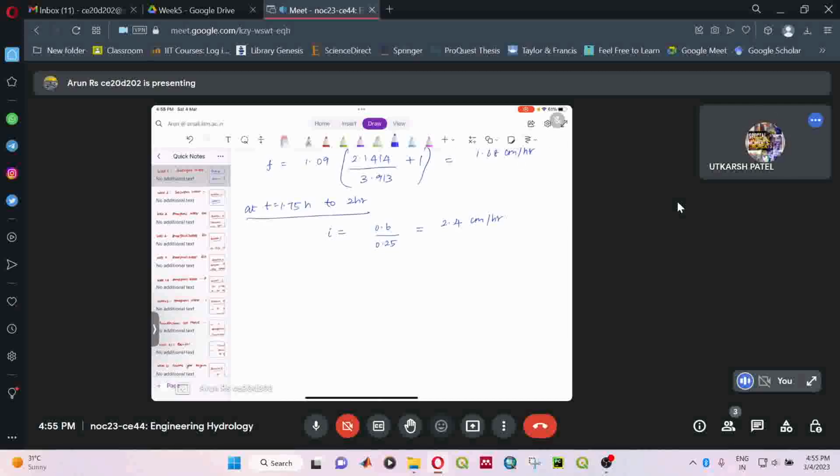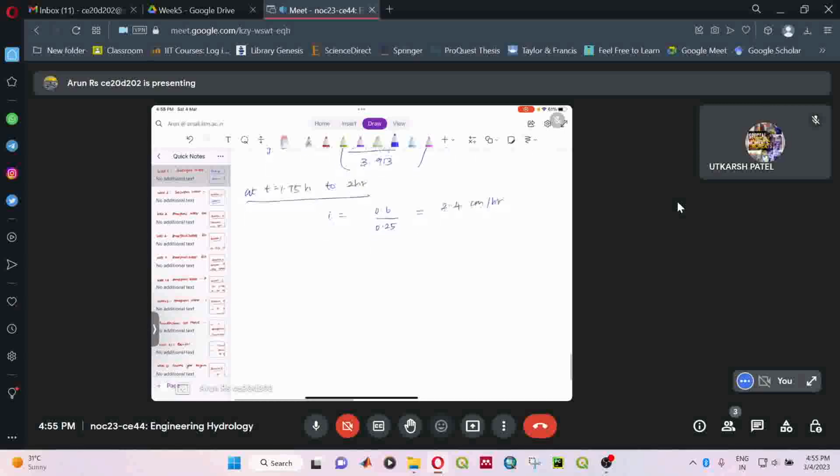So again, what happens is your rainfall happens, then it suddenly decreased for one time interval, and in the next time interval, it again increased. So here, your I is greater than F, again ponding occurs.